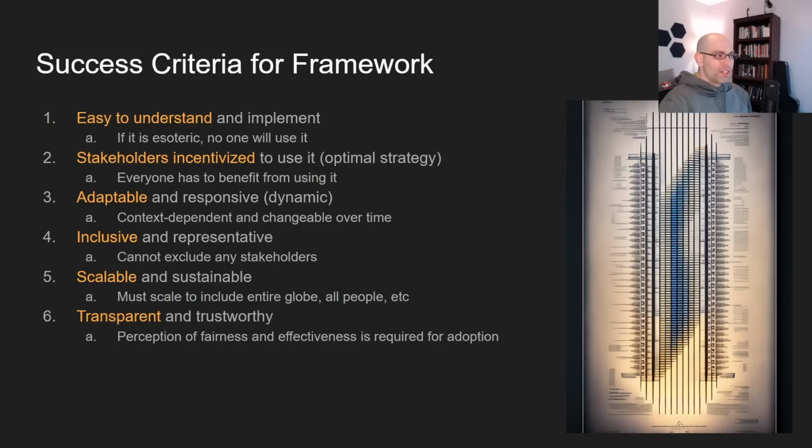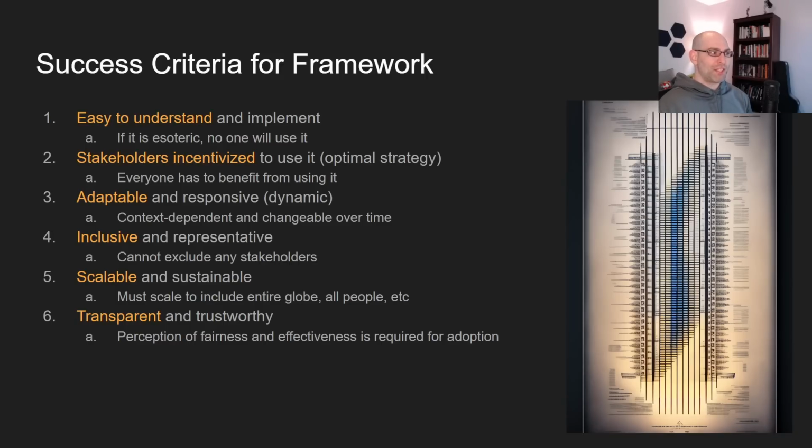Number five, this framework has to be scalable and sustainable. It has to include the entire globe as well, and that's not just the people on the globe. It has to include the environments and ecosystems around the globe, which we all depend on anyways. So I personally see humans as part of the ecosystem, not separate from it.